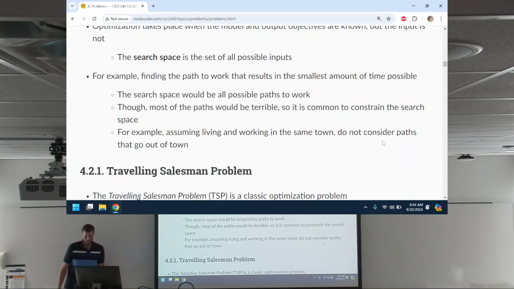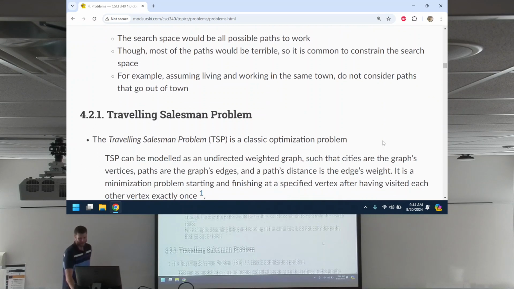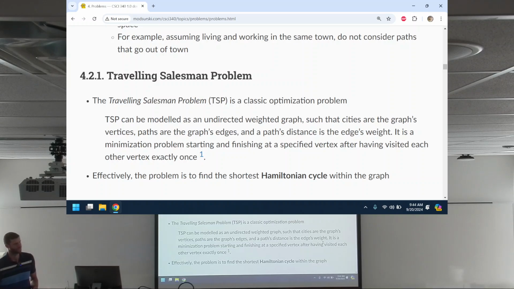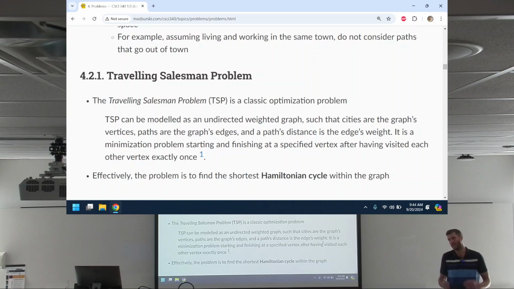The search space would be all possible paths to work, though most paths would be terrible. So it's common to constrain the search space. For example, assuming living and working in the same town, don't consider going through another town. Has anyone heard of the traveling salesman problem? If you haven't, well, you're going to become very familiar with it. It's a relatively simple problem to understand, but it is of the classification a really hard problem.